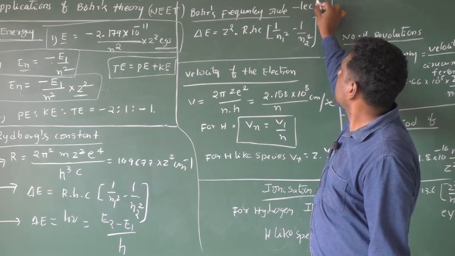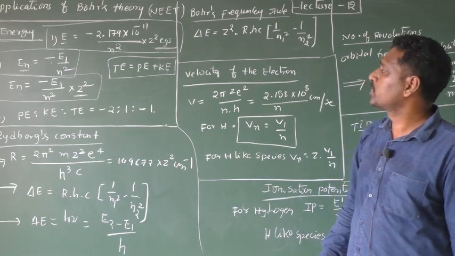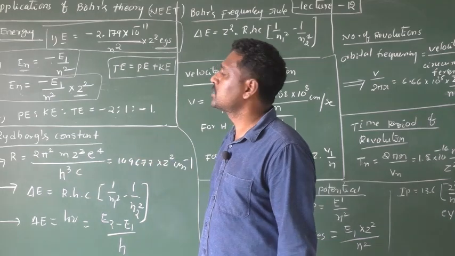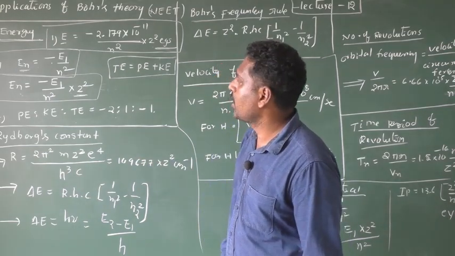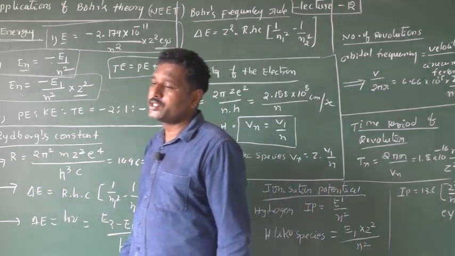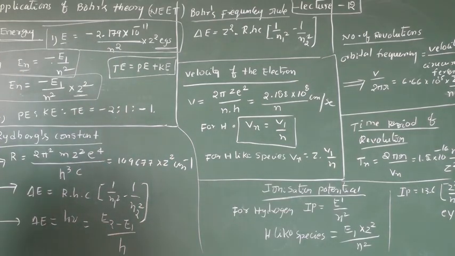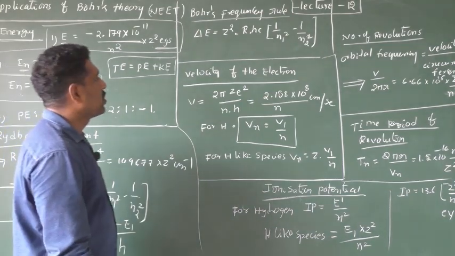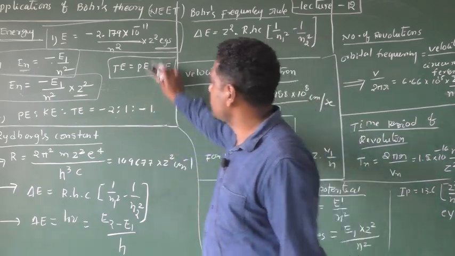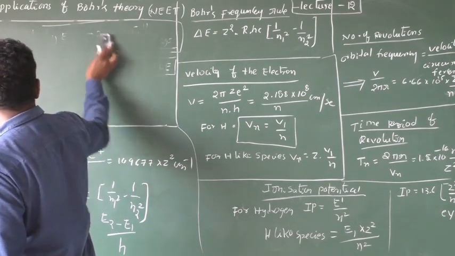So this is lecture 12 of first year atomic structure. Here, the relation is potential energy is minus 2 times kinetic energy, and total energy equal to minus kinetic energy. So this is about energies. After that, one more relation is the Rydberg constant. Energy relation is finished.